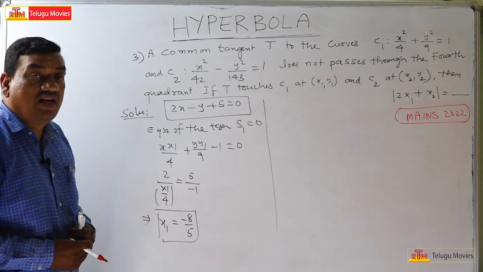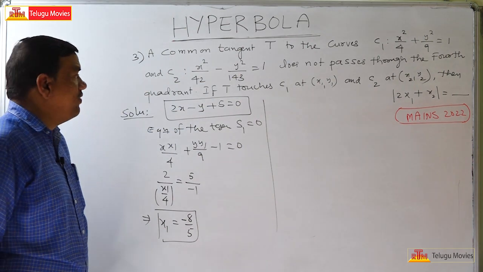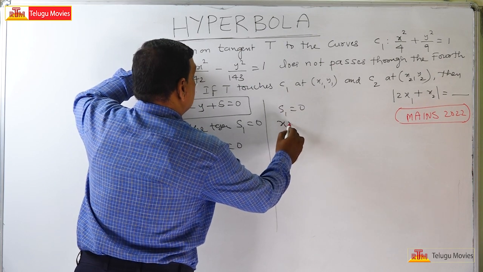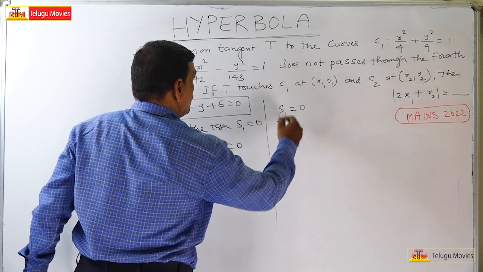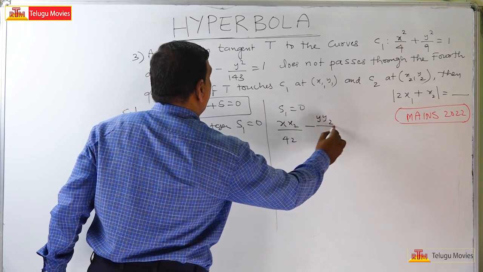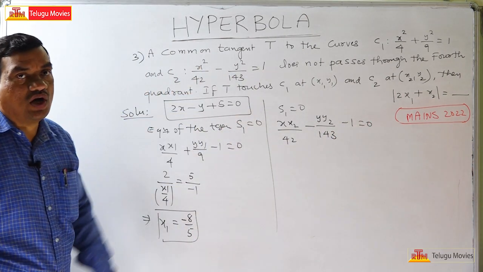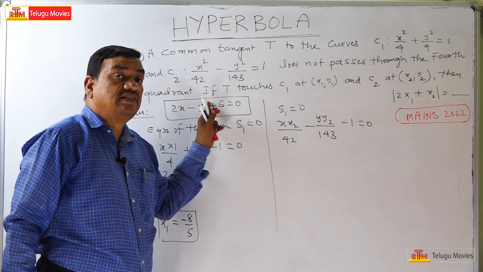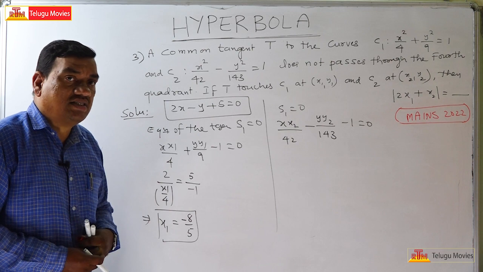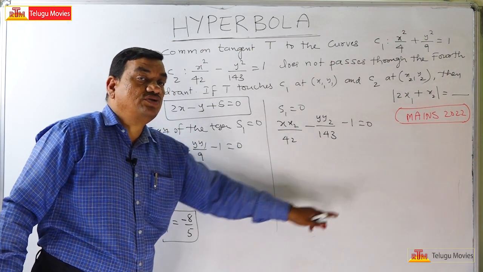Similarly, find the equation of the tangent to the curve at the point x2 comma y2. Now what is the tangent? S1 is equal to 0. So x2 by 42 minus y2 by 143 minus 1 is equal to 0 at the point x2 comma y2. Why do both these lines represent the same line? Because this is a common tangent. Therefore, what is the condition? a1 by a2 is equal to b1 by b2 is equal to c1 by c2.